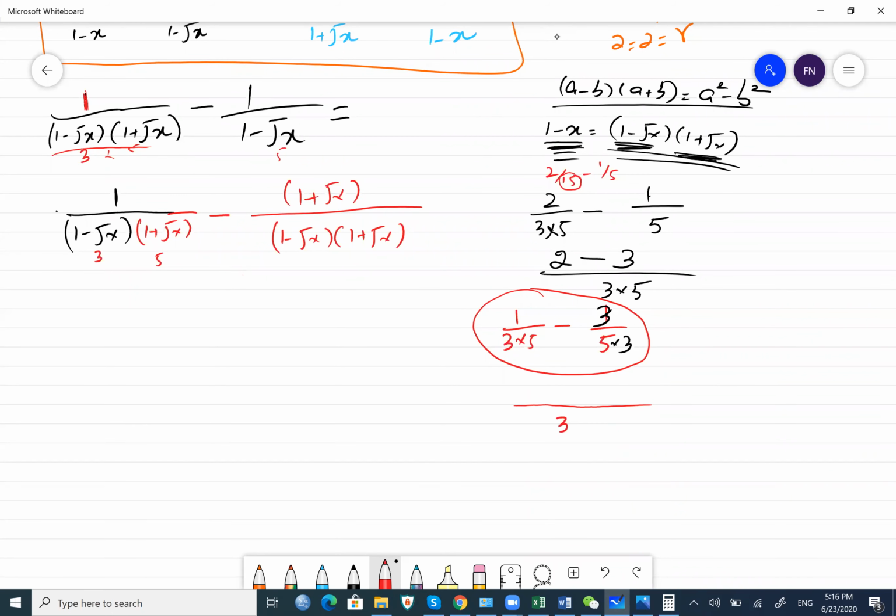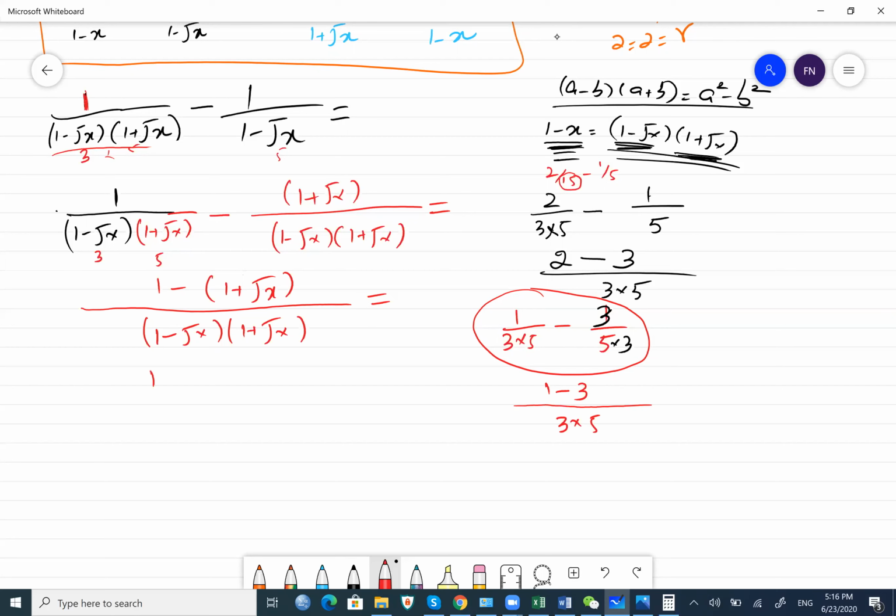It will be 3 times 5, 1 minus 3, isn't it? Yeah. And the denominator is the same, 3 times 5. Do the same thing here. 1 minus square root of x, 1 plus square root of x, 1 minus this. Is that clear now? Yeah. Okay, that makes sense. I get it now.